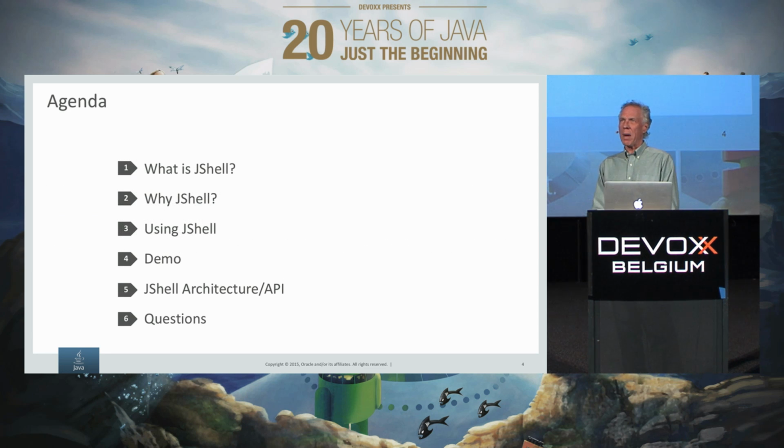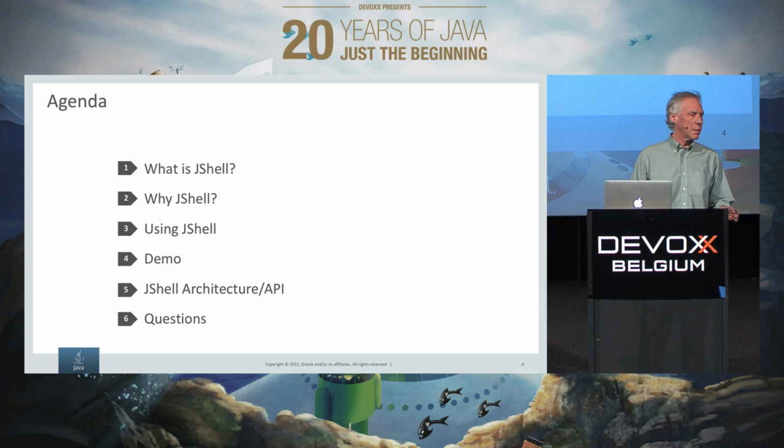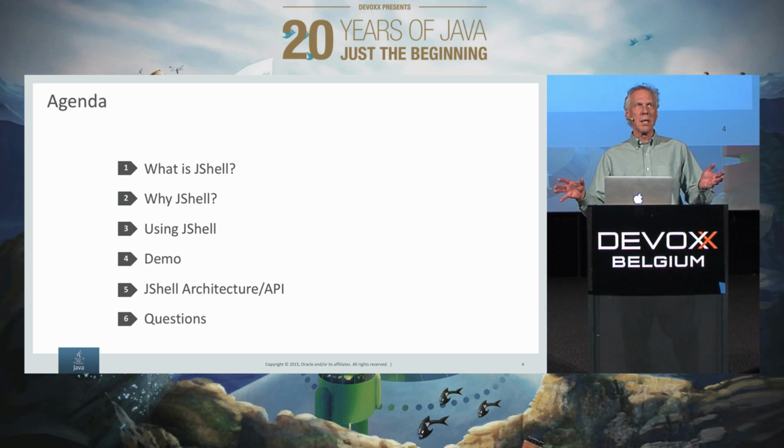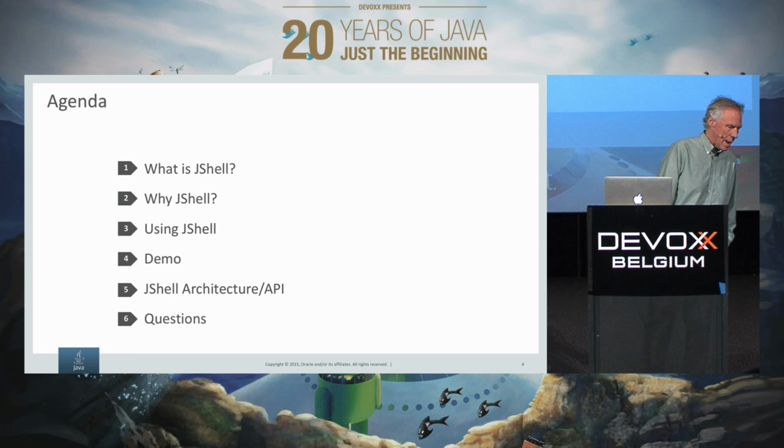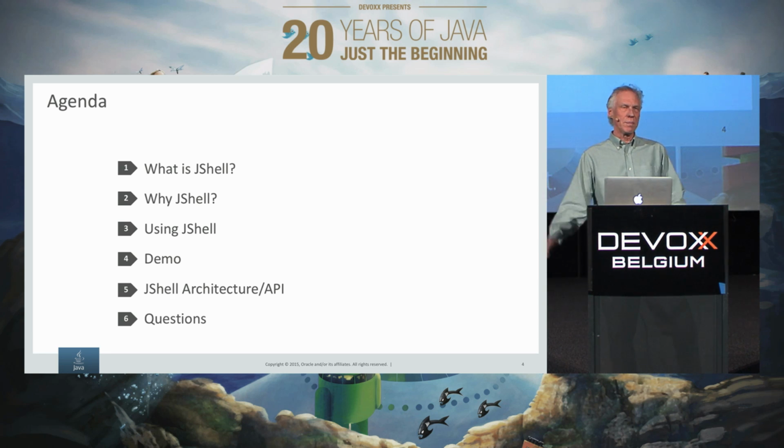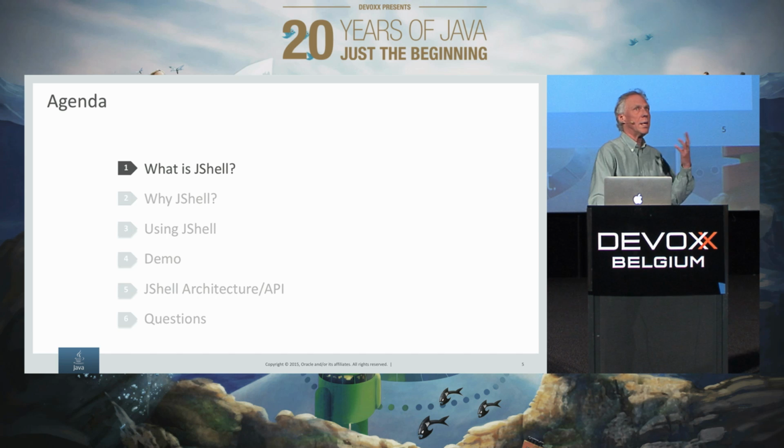So what am I going to talk about? I'm going to talk about what JShell is, why you would want to use it, including who would want to use it, and go through how you would use JShell, and then actually see it in action, and then talk a little bit, just a 10,000-foot view, of the architecture of the JShell implementation and the API. And then we'll talk about questions, and I'm open to questions as long as there's enough time as we go along. So starting with what is JShell?